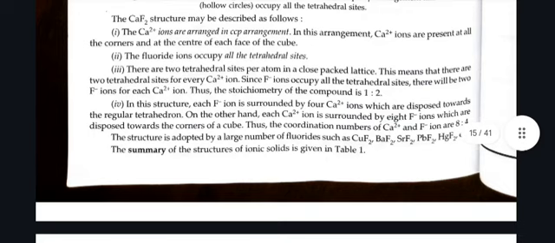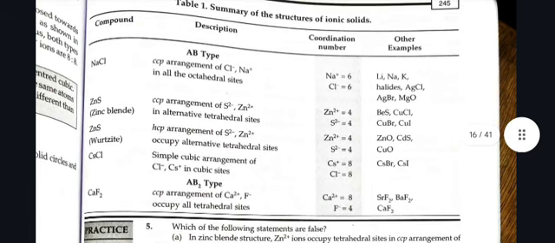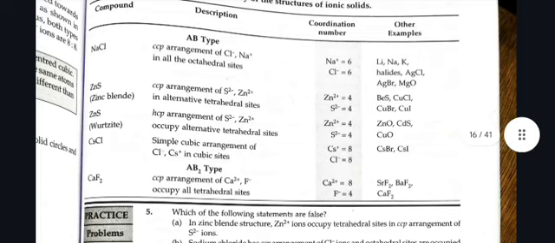The structure is adopted by a large number of fluorides such as CuF2, BaF2, SrF2, PbF2, HgF2, etc. The summary of the structures of ionic solids is given in table 1. Compound NaCl, description: AB type. CCP arrangement of Cl- ions and Na+ in all the octahedral sites. Coordination number for Na+ is 6, for Cl- it is 6. Other examples: lithium, sodium, potassium halides, silver chloride, silver bromide, magnesium oxide, etc.